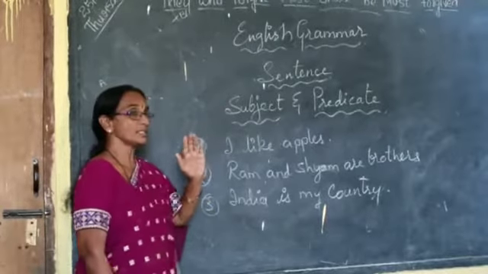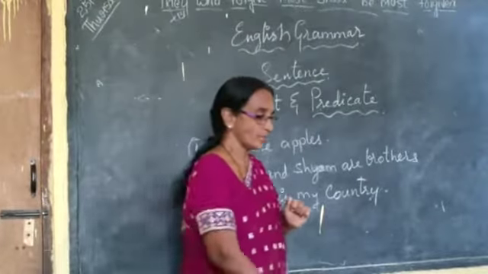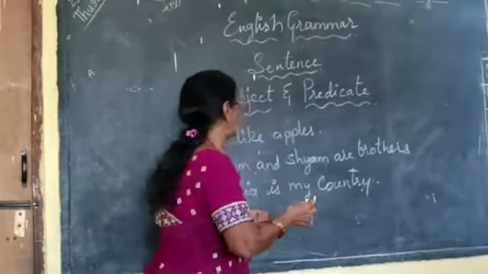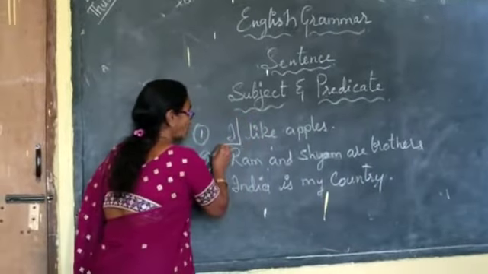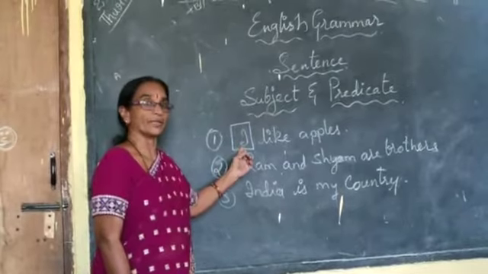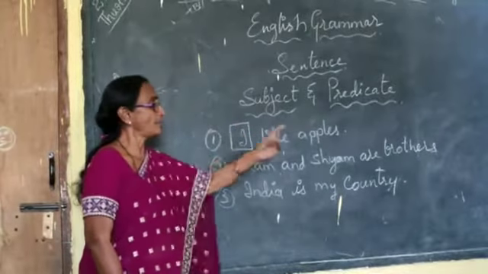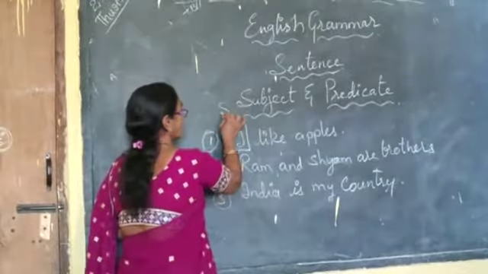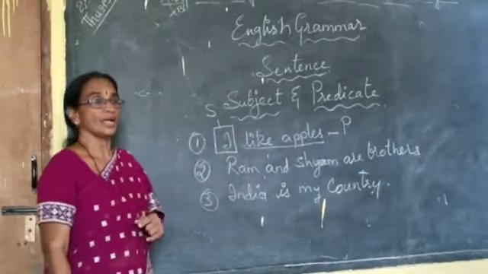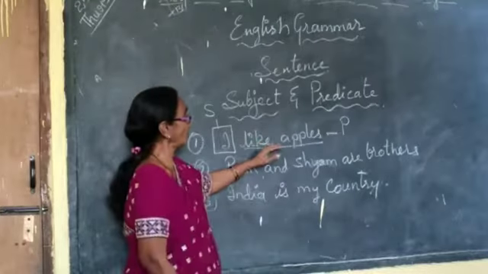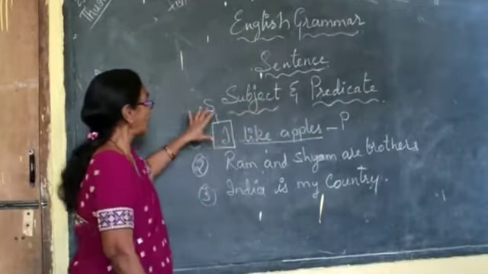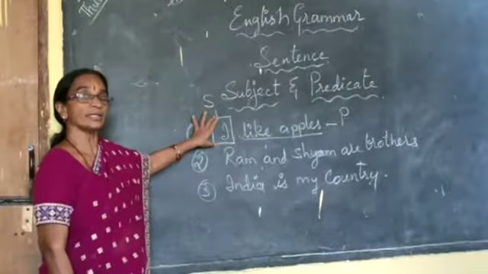In this, there is a subject and a predicate. Now, what is a subject? About whom we are talking is called a subject. We are talking about I. That means I like apples. So, I is the subject and like apples is the predicate. About what we are talking, like apples. So this part of the sentence is the predicate and about whom we are talking is the subject.